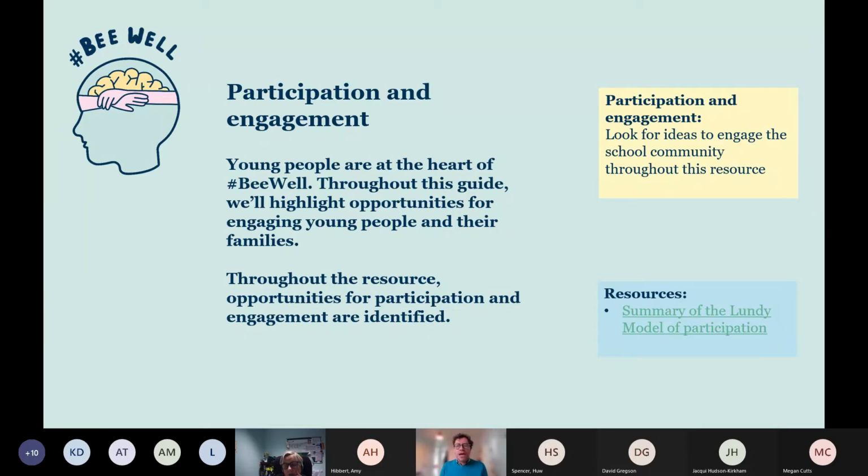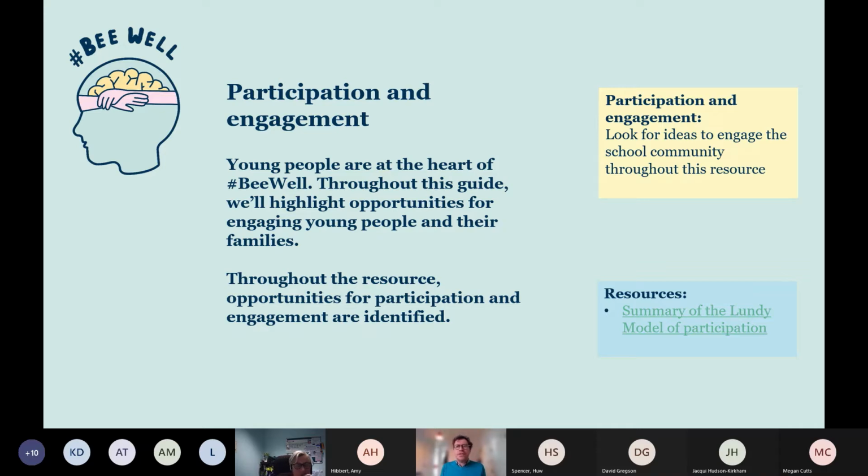To support with that, on many of the slides that I'll show you today, but also in the resource when you go onto it on the website, you'll see some yellow boxes and they give ideas for how you might want to engage the wider school community. So that's going all the way through and they're there to help. It can never be comprehensive. You know the young people in your school.